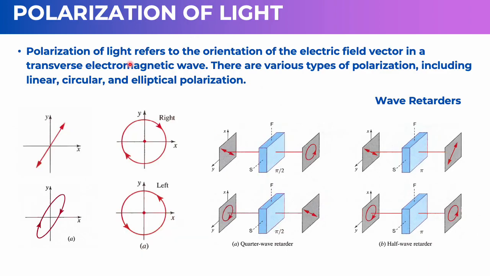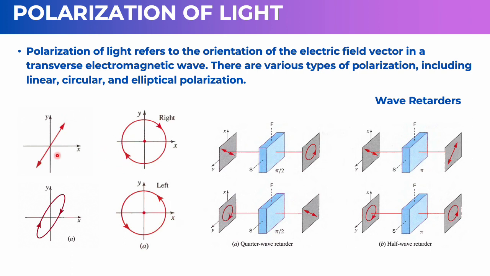So, yeah, polarization of light refers to the orientation of the electric field vector in a transverse electromagnetic wave. The polarization can be of many types. It can be linear, it can be circular, it can be elliptical. Elliptical polarization is essentially when the two amplitudes are not the same, so it's not circular anymore. And linear polarization is a different type.